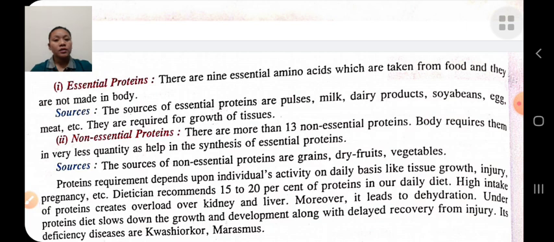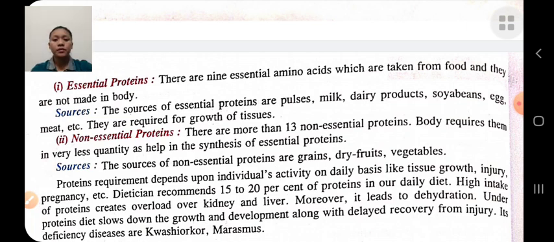Protein requirement depends upon individual activity. If we do heavy workouts, we require more protein. Dietitians recommend 15 to 20% of protein in our daily diet. A high intake of protein creates overload on the kidneys and liver, as well as leading to dehydration.